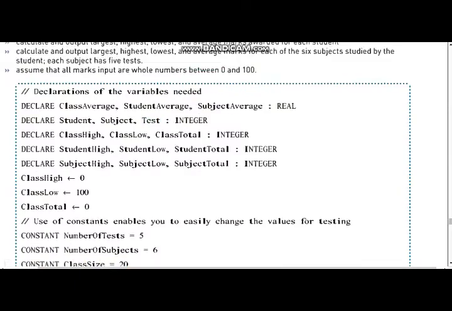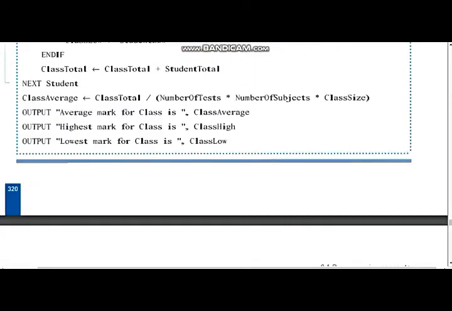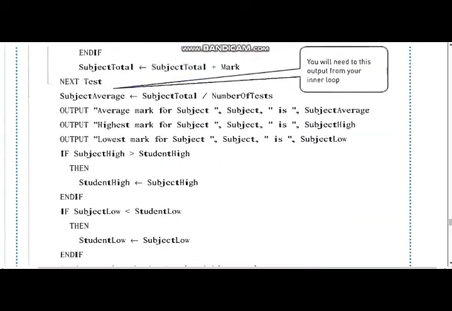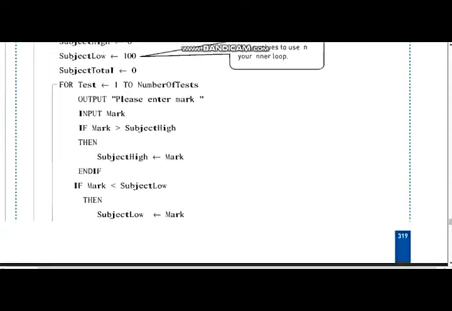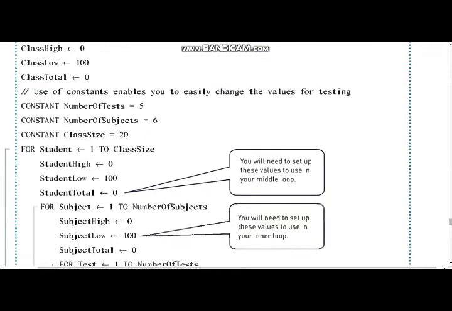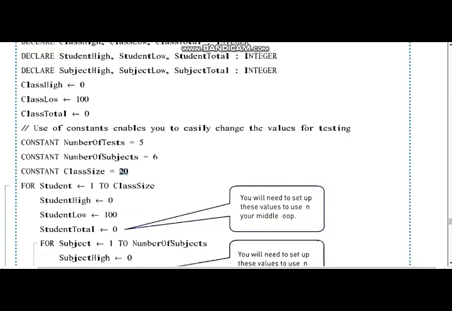Today I am going to discuss the pseudocode that is given on pages 319 and 320 of your book, in which you are supposed to consider a class of 20 students, and you are supposed to consider that each student is appearing in 6 subjects, and for each subject each student is appearing in 5 tests.